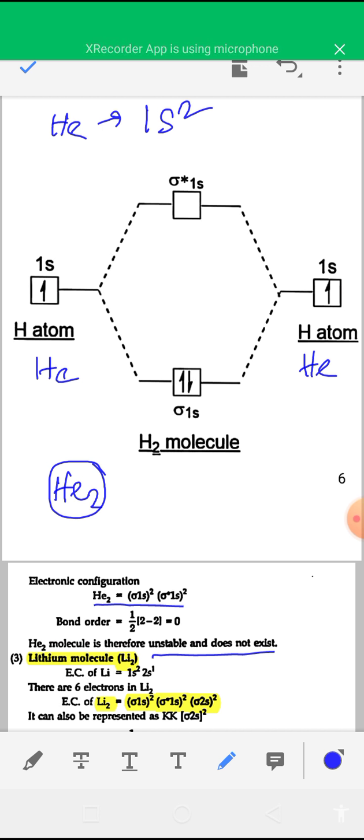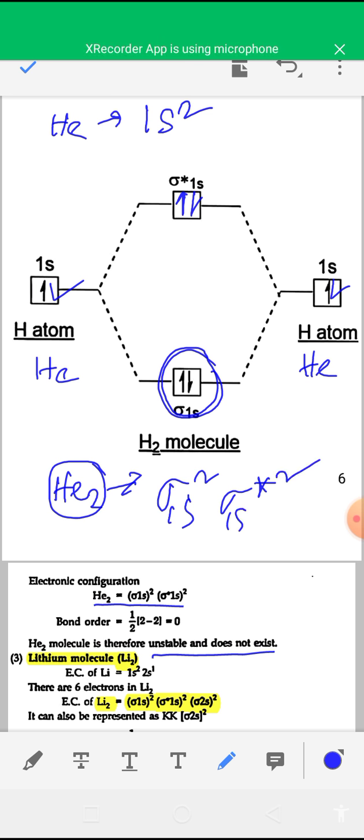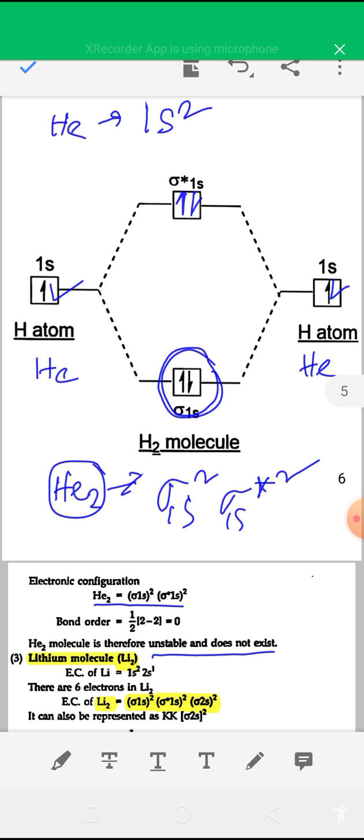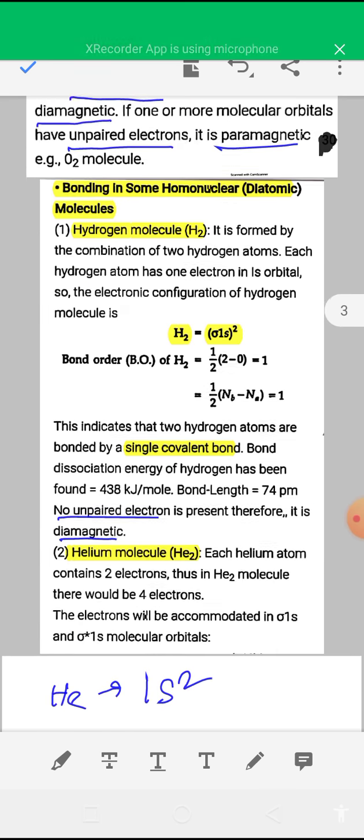The molecular orbital electronic configuration of the He2 molecule is 2 electrons in the sigma bonding molecular orbital and 2 electrons in the sigma star antibonding molecular orbital, that is, sigma 1s2 and sigma star 1s2. Now see the bond order. What is bond order?